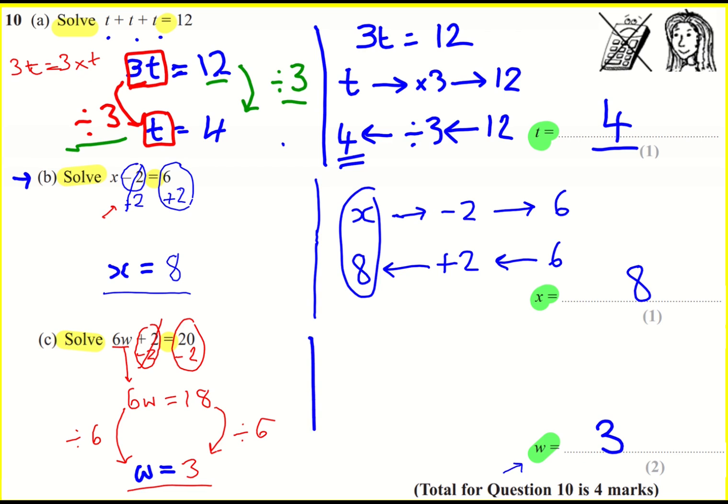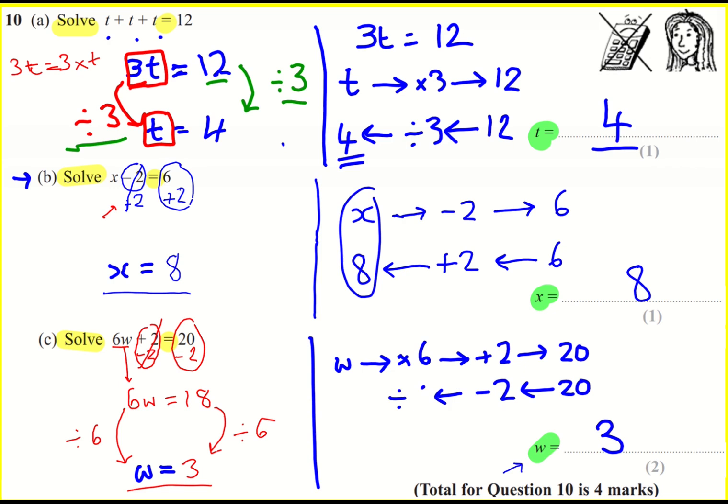I'm going to show you using a function machine as well. So when you're using a function machine, start with the letter. What's happened to it? It's been times by 6. Then what's happened to it? 2 has been added. What do we get as our answer? 20. Let's go back the other way. 20, do the opposite. Take away 2. Do the opposite, divide by 6. Which is why we get that w is equal to 3.